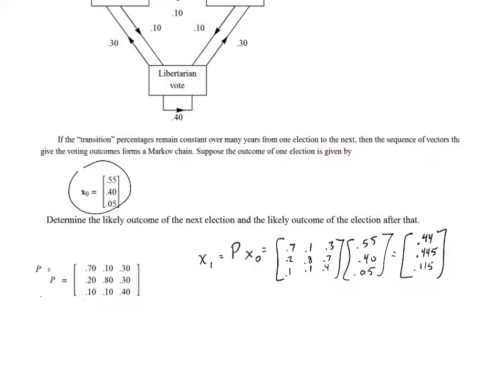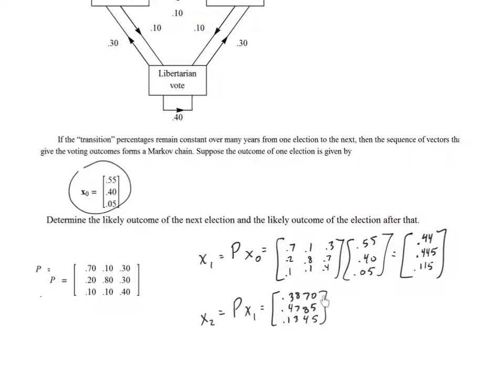Then we could do that just one more time, take x2, and that is P times x1, which I'm just going to write out the solution here. Democrats drop to 38.7%. Republican part of the population increases to 0.4785, and then the Libertarians still get a little bit bigger, 0.1345. So then the natural question is, what's going to happen as we keep moving forward into the future?